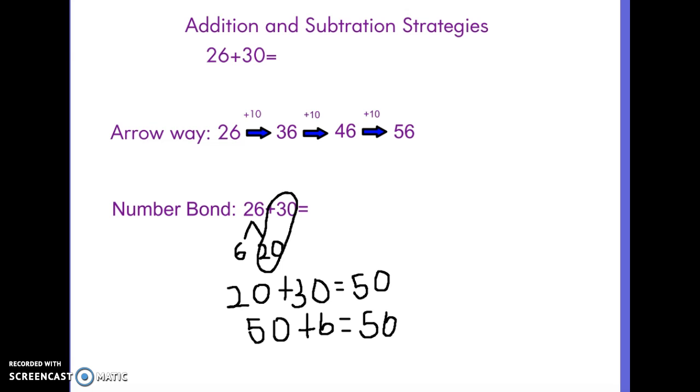The first thing I want to do is review the addition and subtraction strategies that we've been practicing. I want you to look over here. You don't have to do anything yet. We're just going to watch.